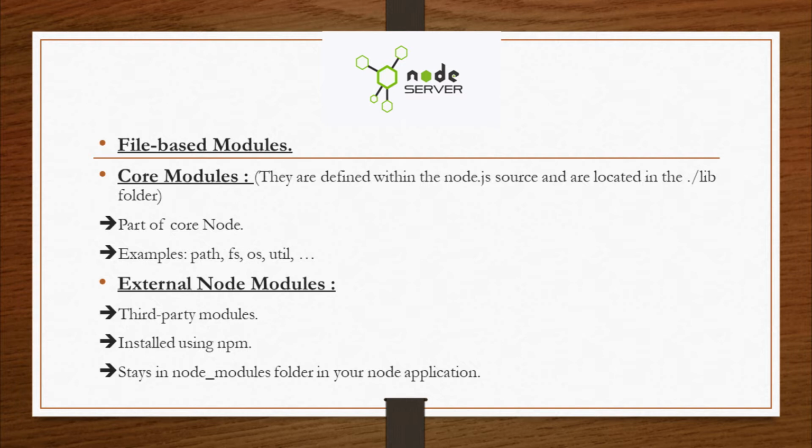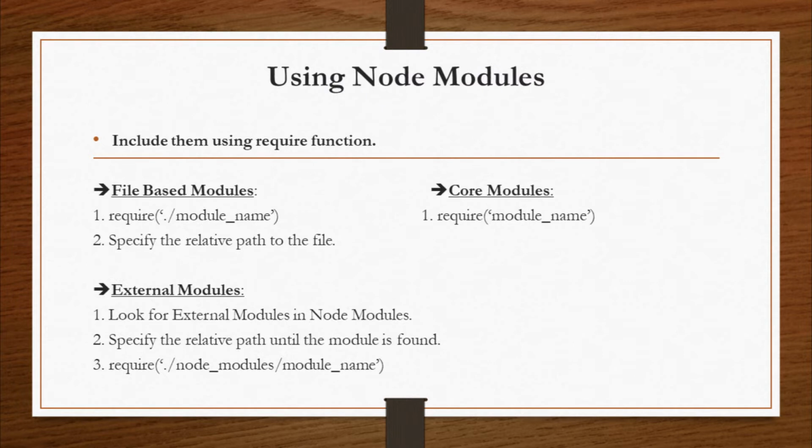External node modules are the third-party modules installed using npm, the Node Package Manager. They stay in the node_modules folder in your Node application. We can include node modules using the require function.